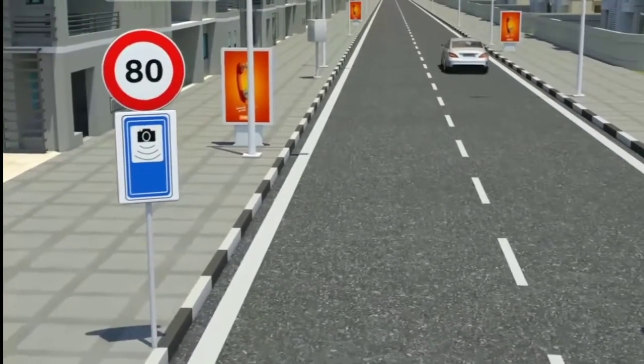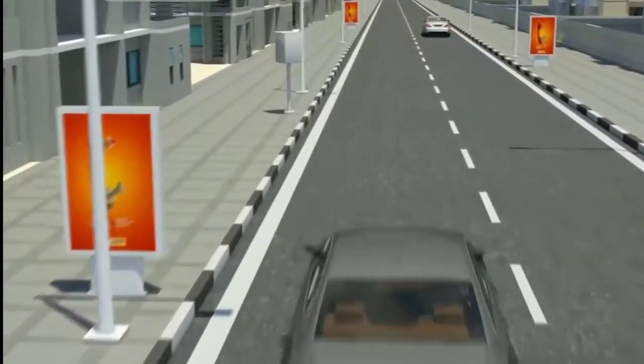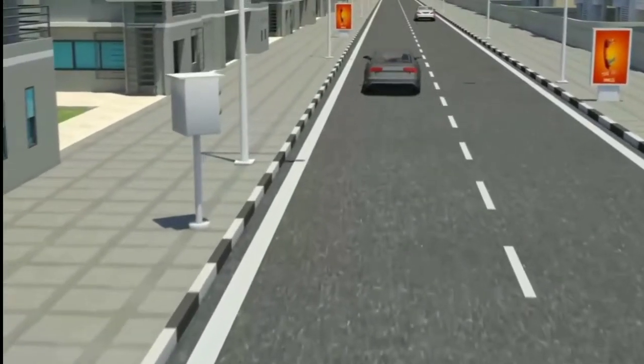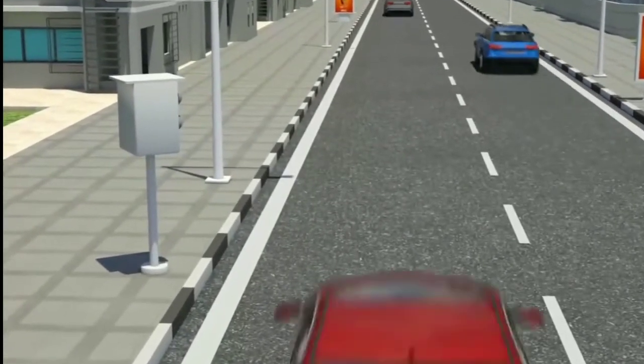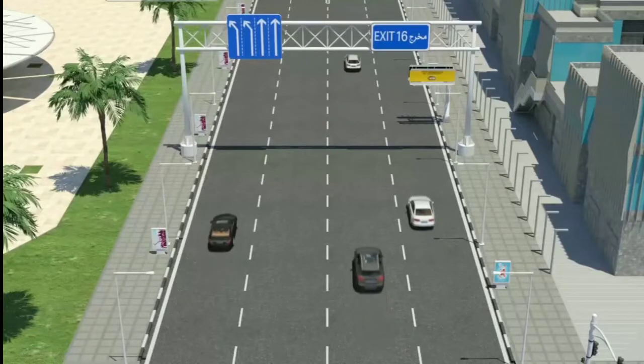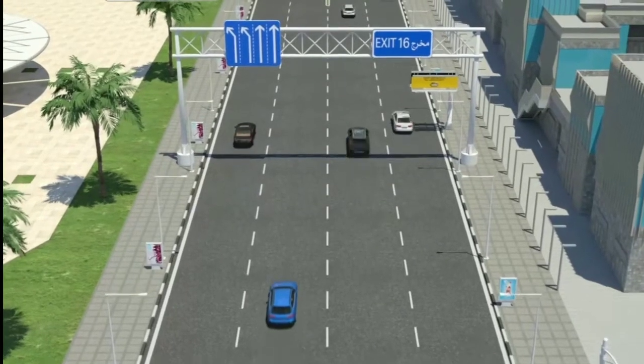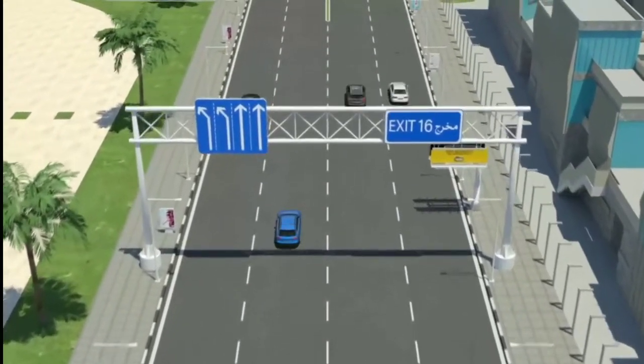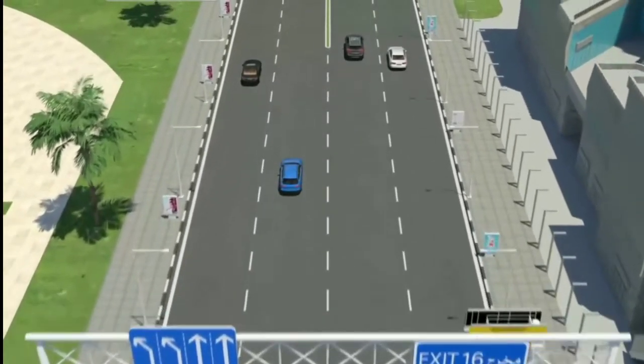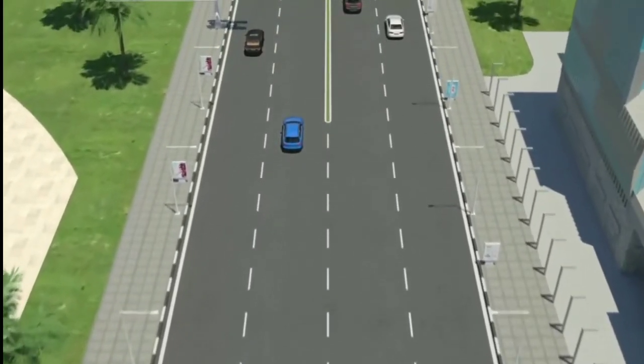Speed limits on the road. Drivers should commit to the maximum speed limit indicated in the signs and markings on the road. If there are no signs, the maximum speed limit will be determined for vehicles as follows.